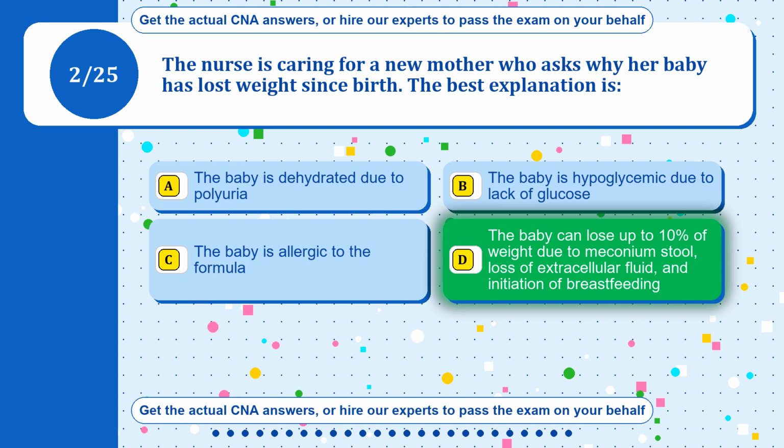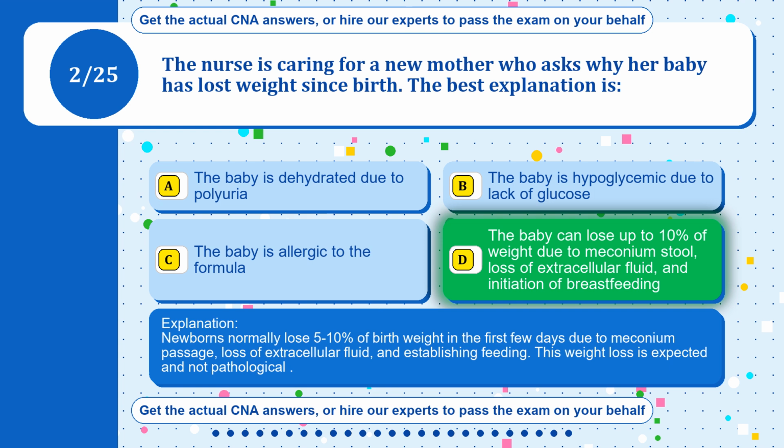The baby can lose up to 10% of weight due to meconium stool, loss of extracellular fluid, and initiation of breastfeeding. Newborns normally lose 5 to 10% of birth weight in the first few days due to meconium passage, loss of extracellular fluid, and establishing feeding. This weight loss is expected and not pathological.